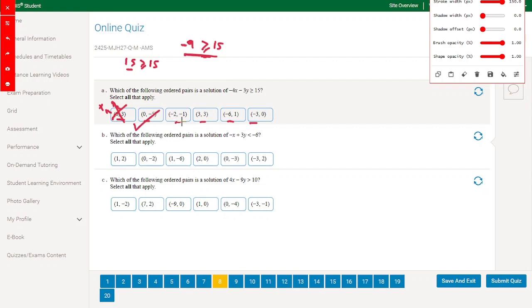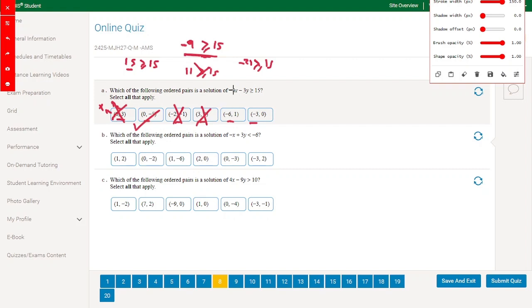We'll take minus 2 and minus 1. Here it will be minus 4 multiply minus 2. It will be 8. 8 plus 3 will be 11. So here will be 11 greater than or equal to 15. Of course, wrong. So it will be a wrong answer. 3 and 3. So 3 multiply minus 4 will be minus 12. Minus 12 and minus 9 will be minus 21. So minus 21 greater than or equal to 15. Of course, wrong.